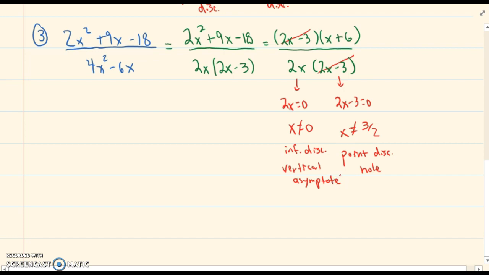Key point of this whole thing, though, is when you're looking for excluded values, it's extremely important that you find the excluded values before you start canceling. Otherwise, you're going to lose out on all those point discontinuities, which are important for the implications of graphs.